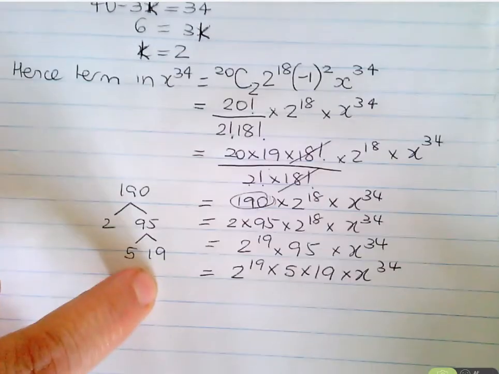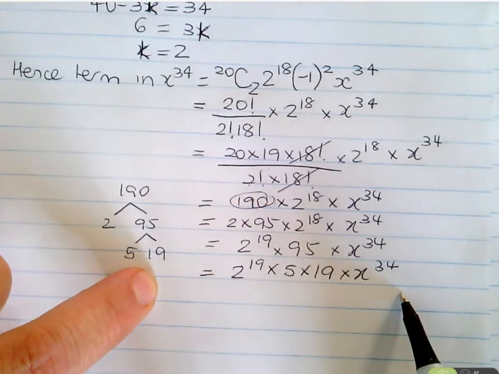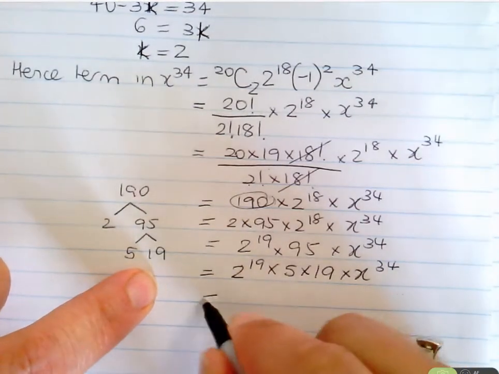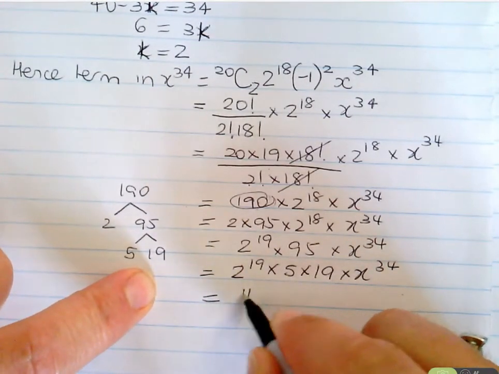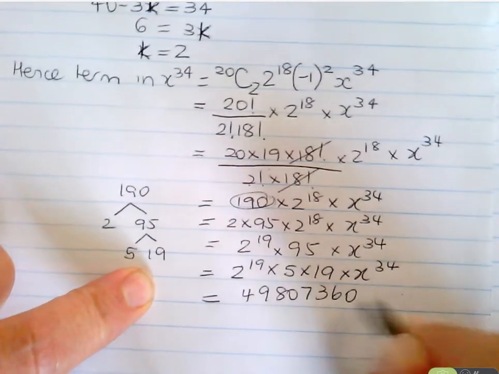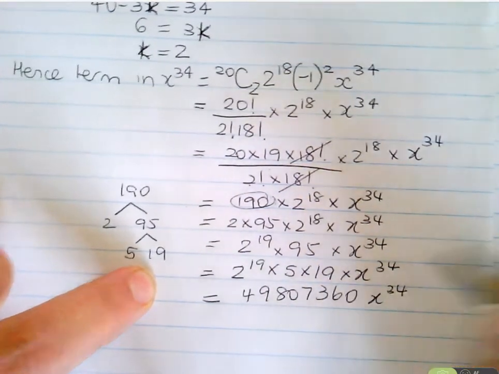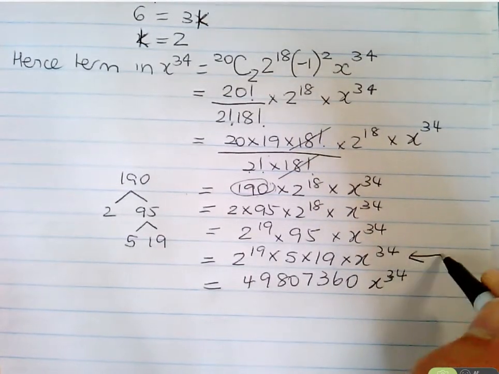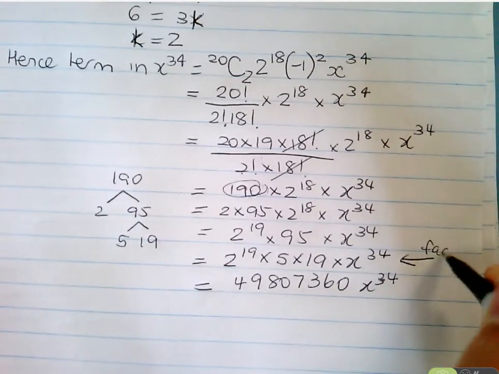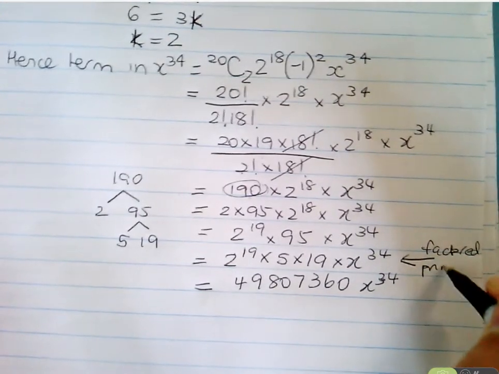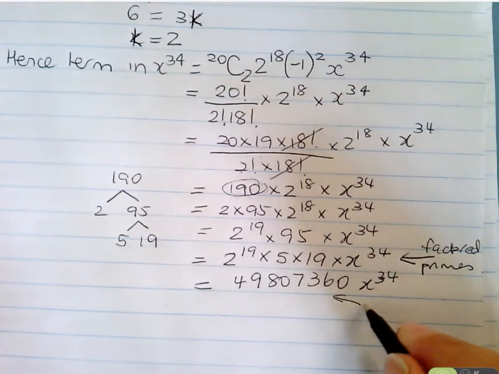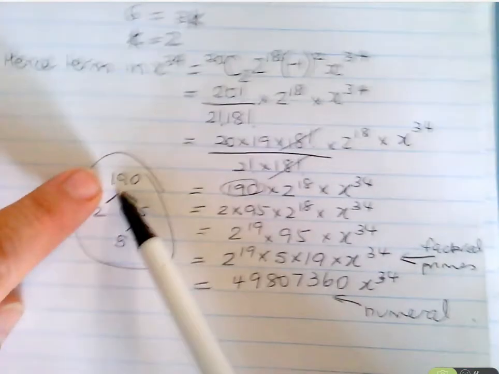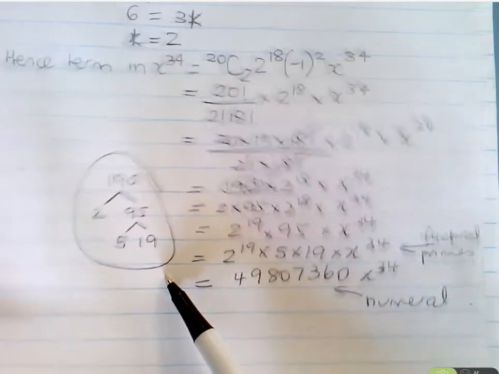Yes or no? Yes. All right, so that is giving my answer as factored primes. And then as a numeral, you can put it on your calculator, which is 49,807,360 x to the power of 34. So this is the answer as factored primes, and this is the answer as a numeral. And that is the prime factorisation of 190, which you learnt how to do in Year 7.